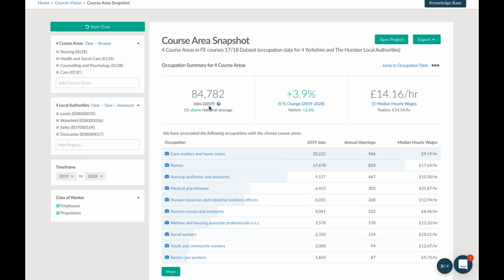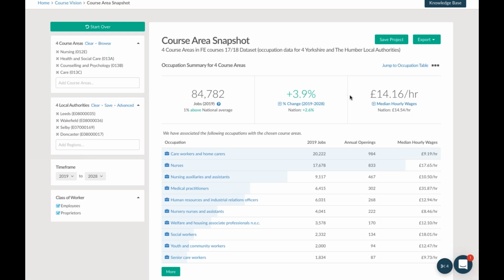So what we're looking at here for this really broad area of care and nursing is total jobs of 84,782 in 2019, which was 1% above the national average. And what we're showing here is a 3.9% projection out to 2028. And that's higher than the national average, which has a 2.6% projection. Strong average hourly wages compared to the national.